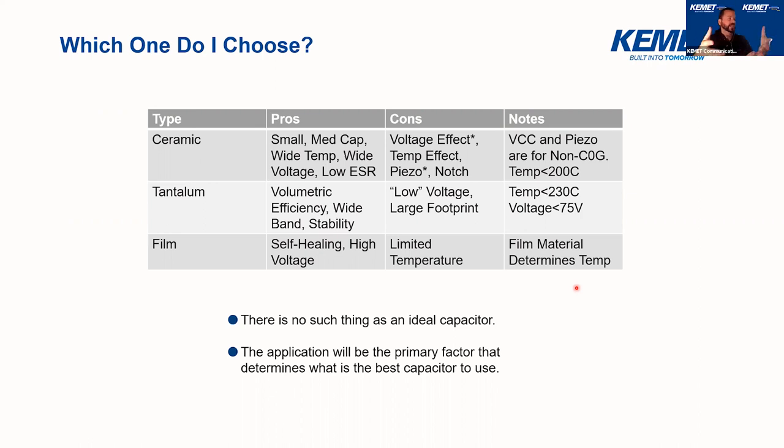And then tantalum capacitors, obviously, have their benefits in high volumetric efficiency, very stable with a wide band of low ESR. And ultimately, they are somewhat limited in voltages, especially as you compare them to ceramic capacitors. So it's ultimately the application itself that will be the primary factor that determines which capacitor to use. And knowing which one to use and how it might behave, that's where simulation tools like K-Sim come in.